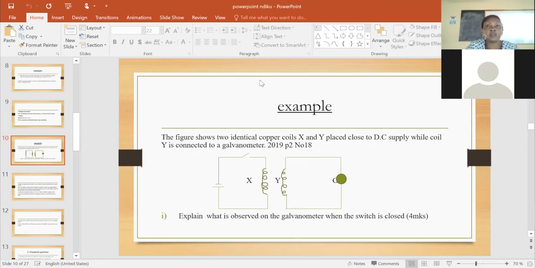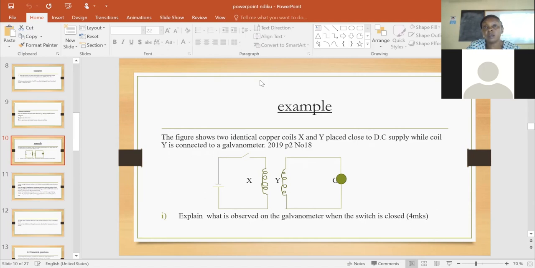When we are explaining, first, you have to give the observation. What will be observed? You cannot go ahead to explain when you have not given the correct observation. If the correct observation is not given, then the examiner will not even go ahead to read what is written next. Like this question here, we have the galvanometer deflects momentarily.